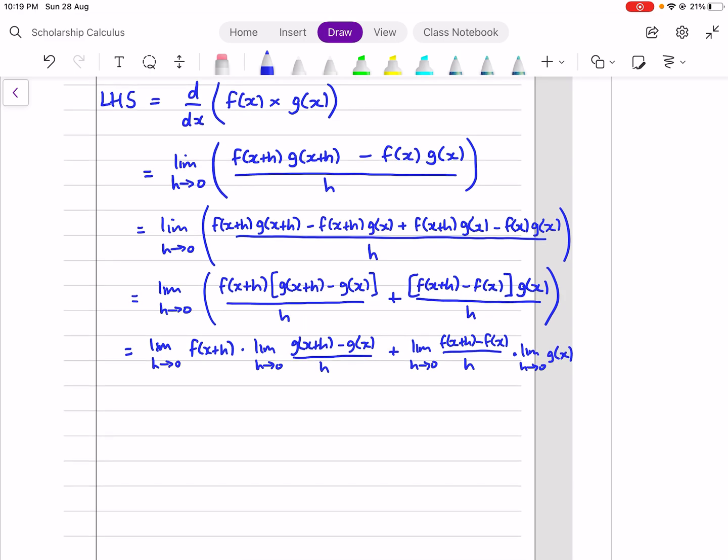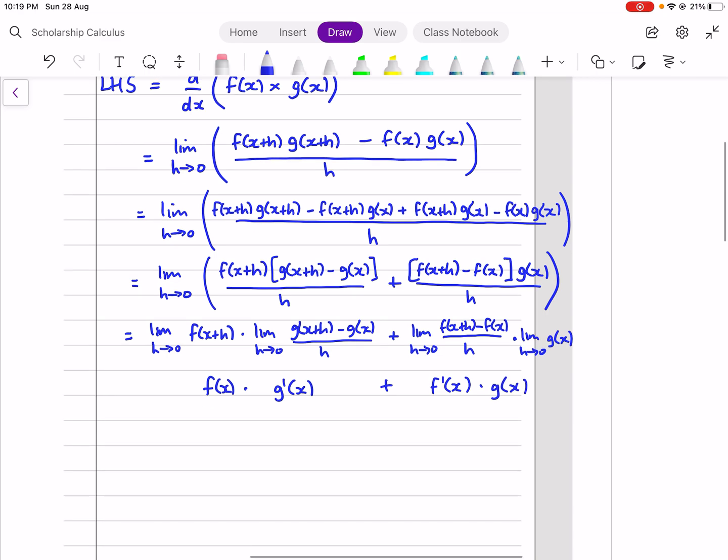Okay, now we can't make h equal 0 in the terms that have got fractions in them, but we don't need to because we know that this whole thing here is g dash using the first principles. So that is g dash. This bit here is f dash. Limit as h goes to 0 of f of x plus h. Well, I can make h 0 there and I just get f of x. And then this last term, the limit as h approaches 0 of g of x. Well, g of x doesn't depend on h, so it's just going to be g of x always.